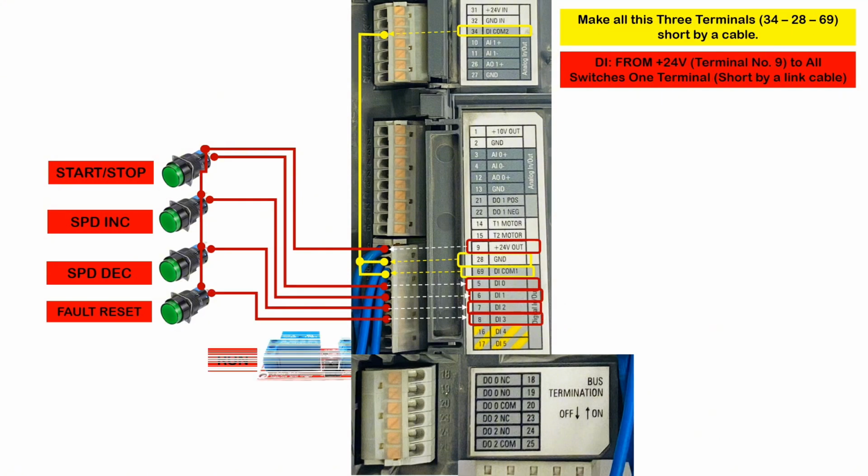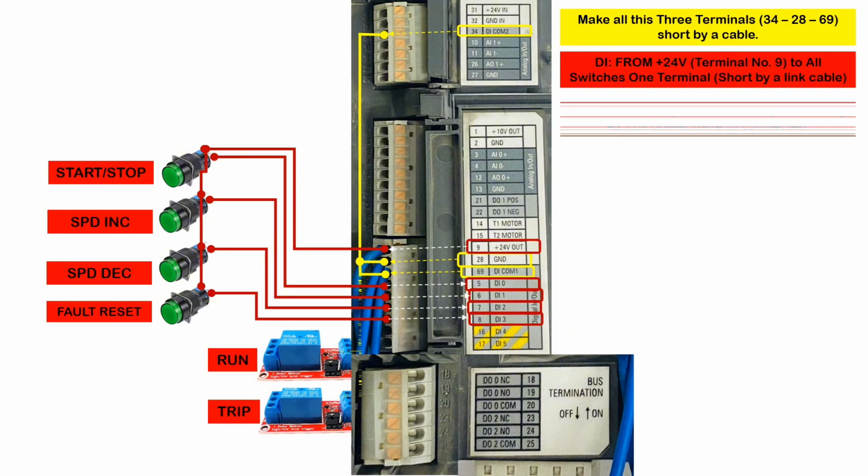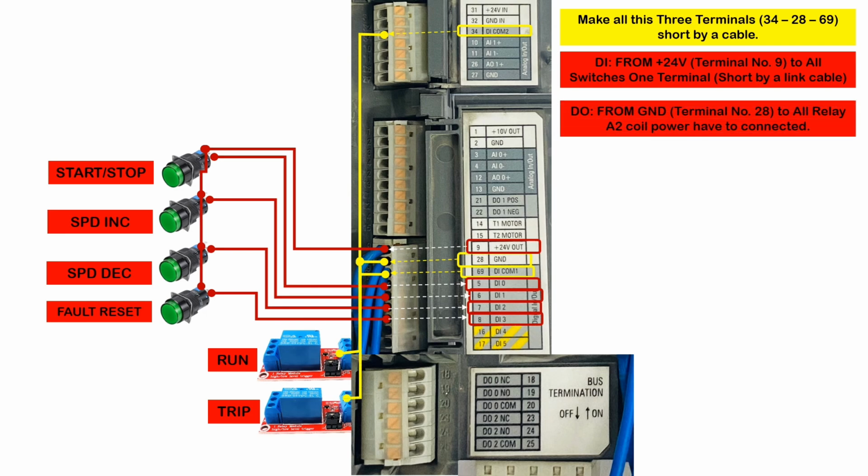Then we go for the relay output connection. Here you can see two relays. One is for run feedback and another is used for trip feedback. Relay common power, that is A2, will be connected at terminal 28, which is noted as GND, ground. 24 volt positive power will come to the relay A1 terminal from terminal 18 or 19, or terminal 23 or 24, according to the use of NO or NC contact.